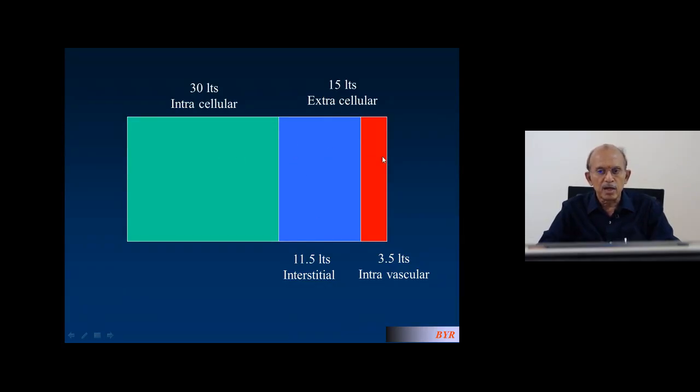So we have three compartments here: intravascular space, interstitial space, and intracellular space. Just see the ratio of this distribution. 9:3:1. Intracellular is 9, interstitial space is 3, and intravascular space is 1. So it is a 9:3:1 ratio. The fluid is distributed among these three spaces.